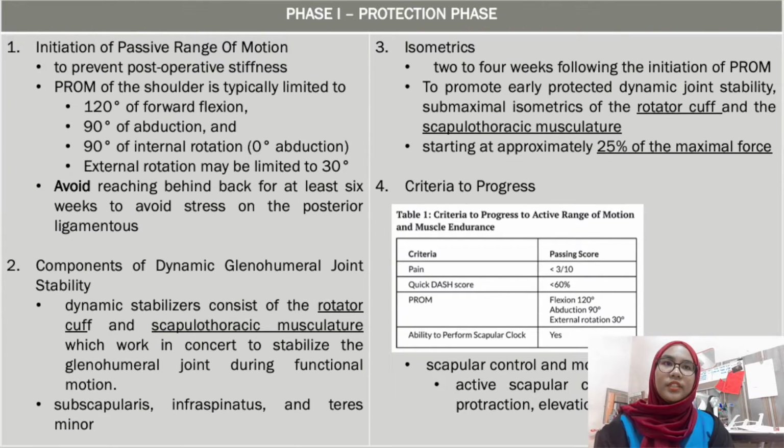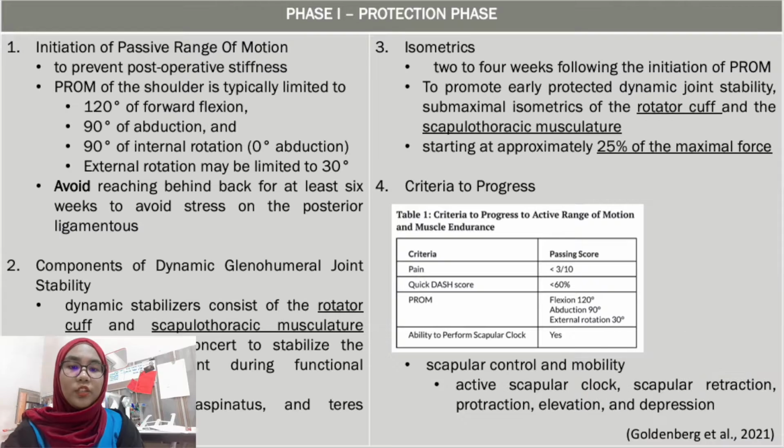In the first protection phase, there will be initiation of passive range of motion to prevent stiffness, typically limited to 120 degrees of shoulder flexion, 90 degrees of abduction, 90 degrees of internal rotation, and 30 degrees of external rotation. And there will be dynamic glenohumeral joint stabilization that involves the rotator cuff and scapulothoracic muscles. Isometric exercise is introduced in this phase, starting at 25% of maximal force.